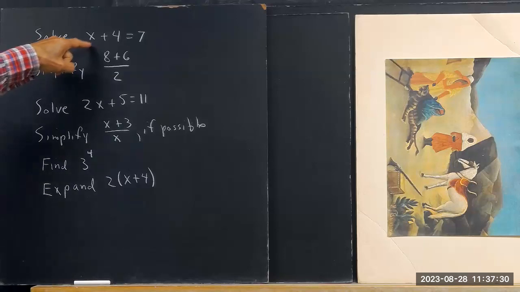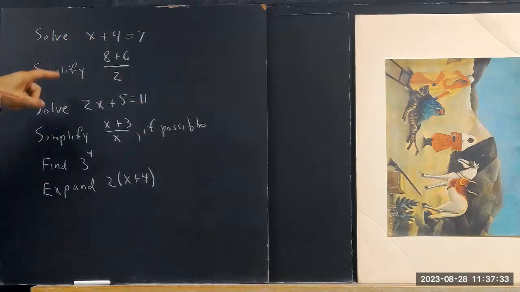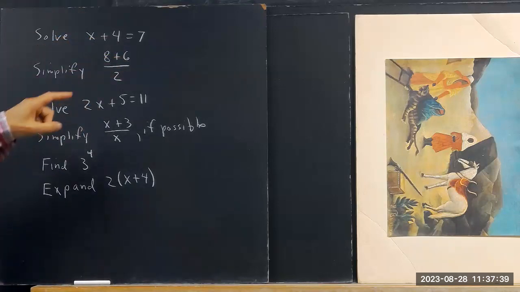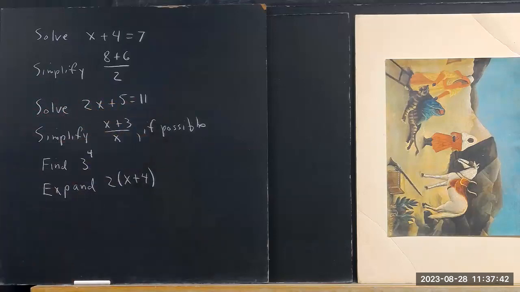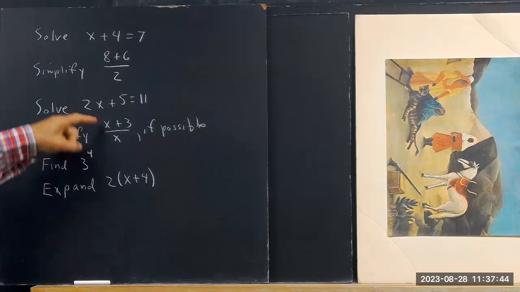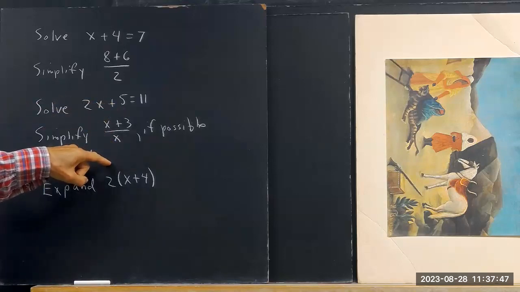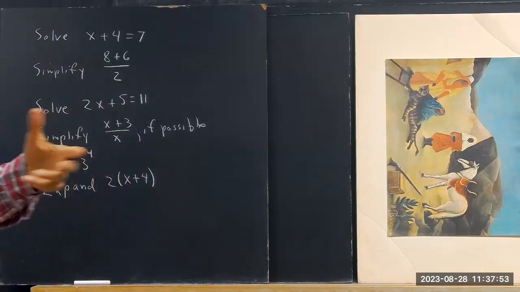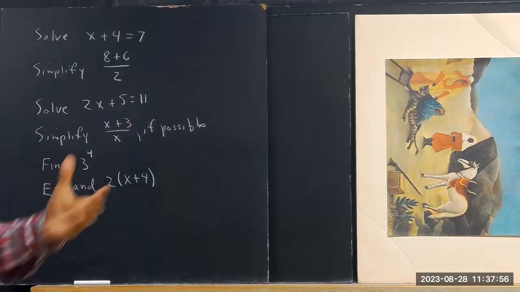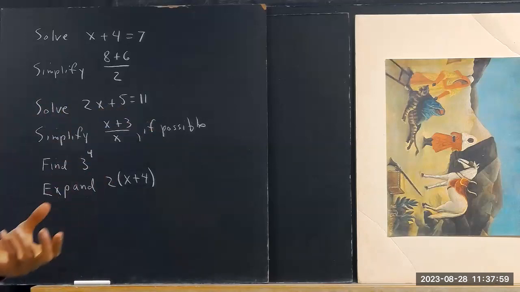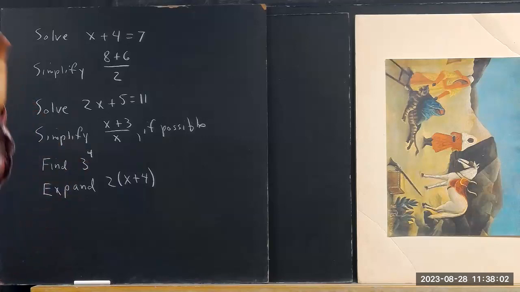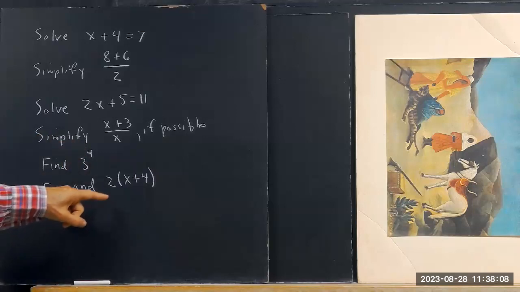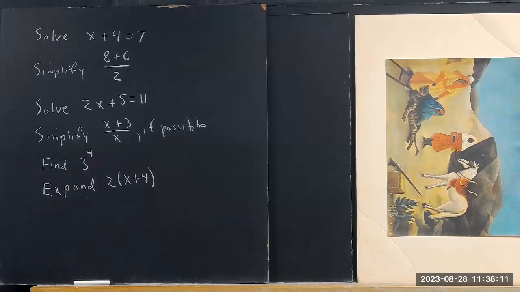So we want to solve the equation x plus 4 equals 7. We want to simplify a simple arithmetic expression, 8 plus 6 over 2. We want to solve 2x plus 5 equals 11. Solve that equation. If possible, we want to simplify x plus 3 over x. If it's not possible, if you can tell me why it's not possible, that's okay. But if it is possible, you want to simplify it. That's the case anytime I ask you to simplify something. The answer might be it can't be simplified. Then find 3 raised to the 4th power and expand 2 times the quantity x plus 4.